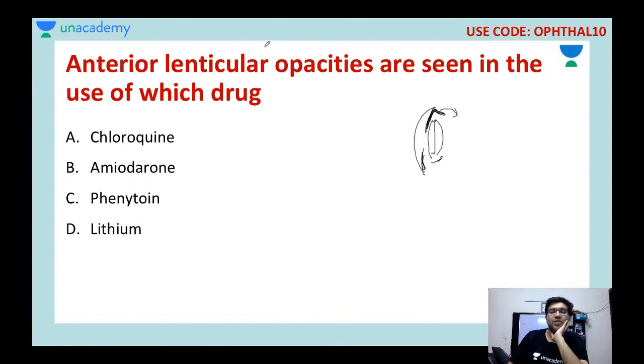Okay. Let's move to our next question. Next question is, anterior lenticular opacities are seen in which of the following drugs? Your options are chloroquine, amiodarone, phenytoin or lithium.